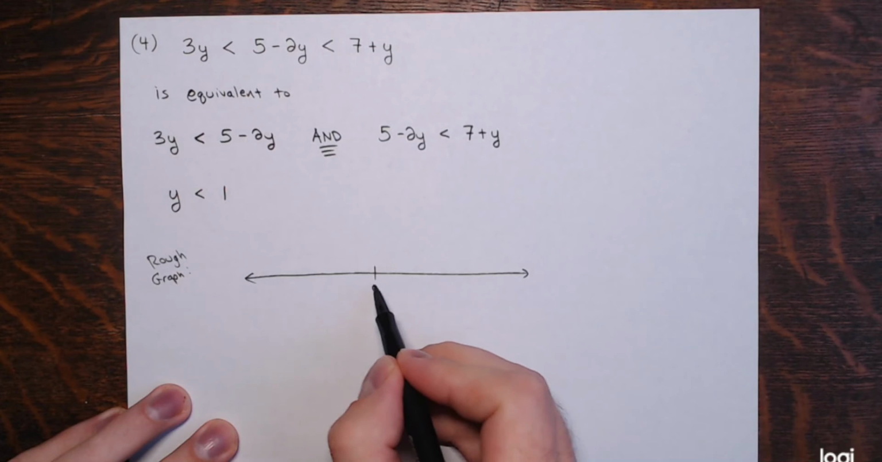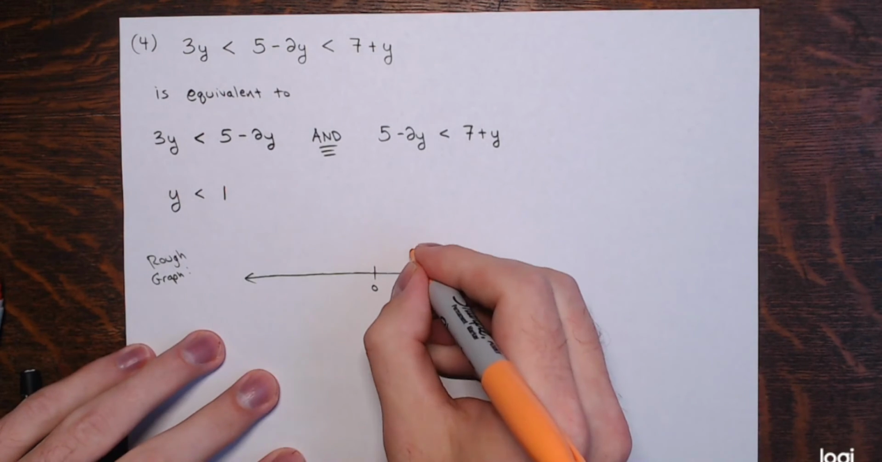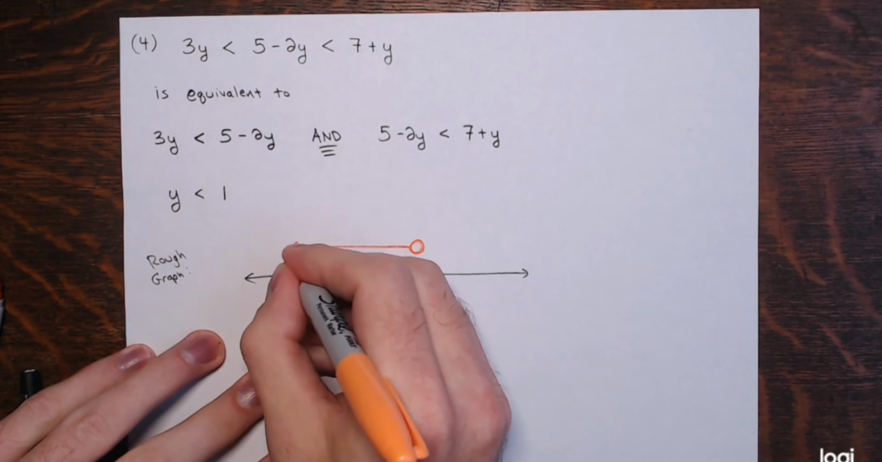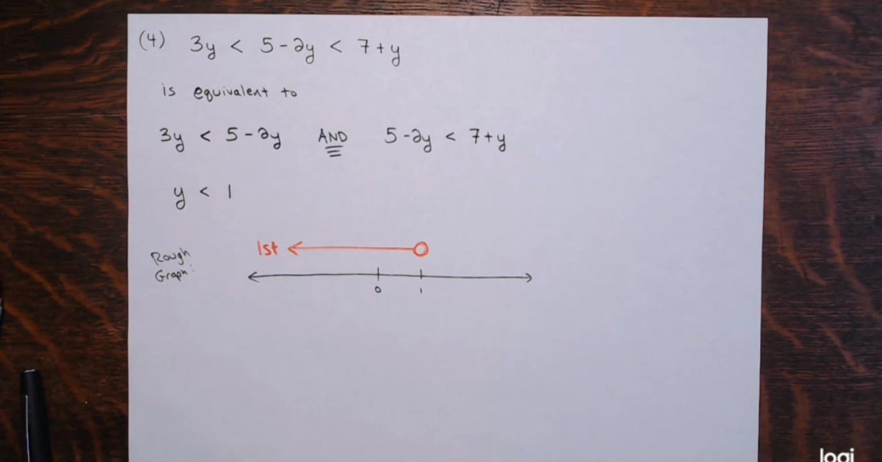So say here 0, say there's 1. All the numbers less than 1, but not 1 itself. So open point above 1, and there's all the numbers less than 1. Here are the solutions of the first inequality, all the numbers that satisfy that left inequality.